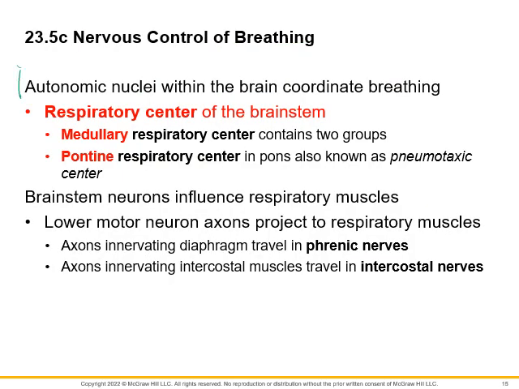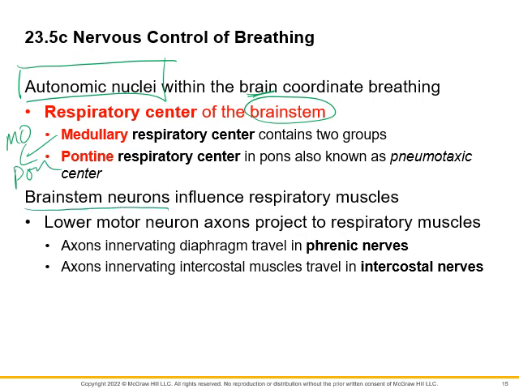Do you want to come back and mention the autonomic nuclei within the brain? So this is in the brain stem. The medulla oblongata and the pons both have respiratory centers. We also have brainstem neurons that are going to influence those respiratory muscles.